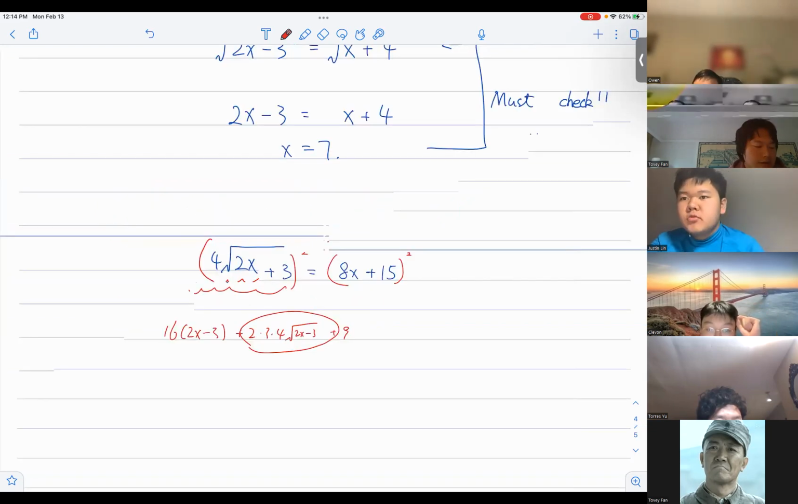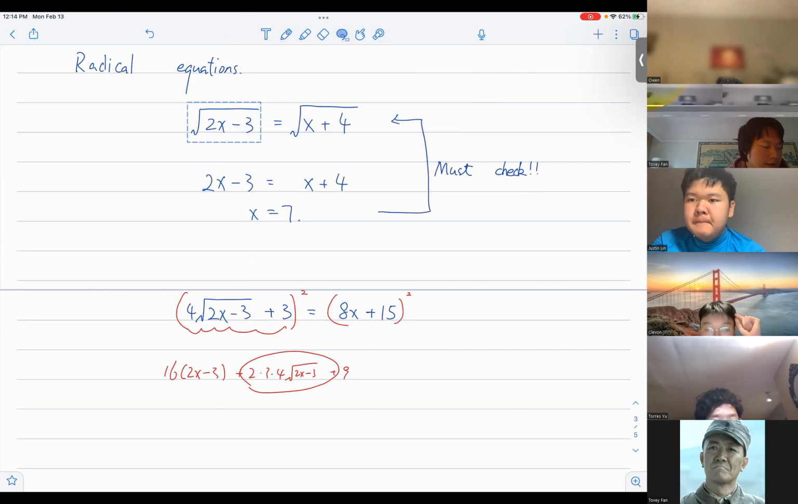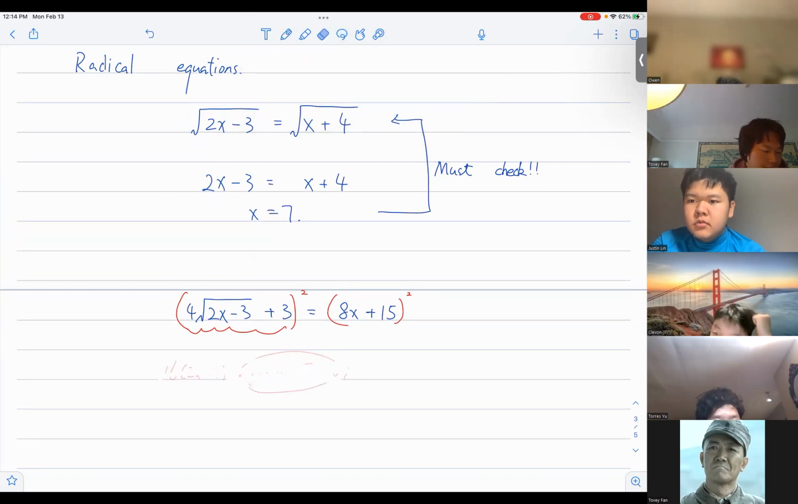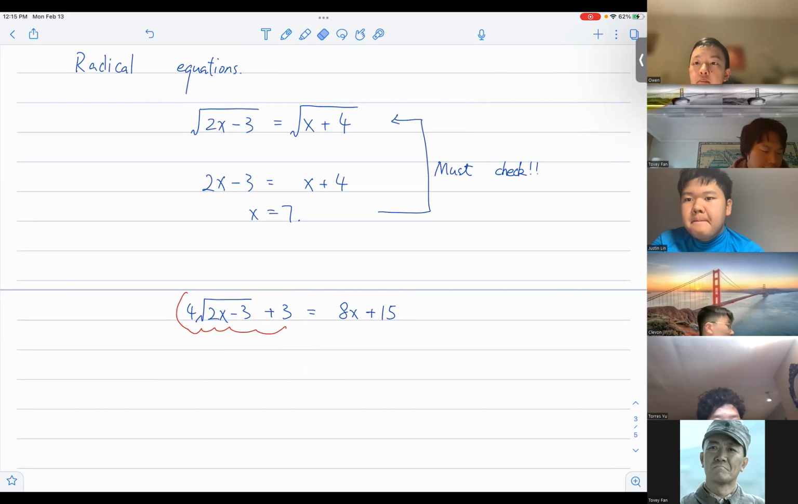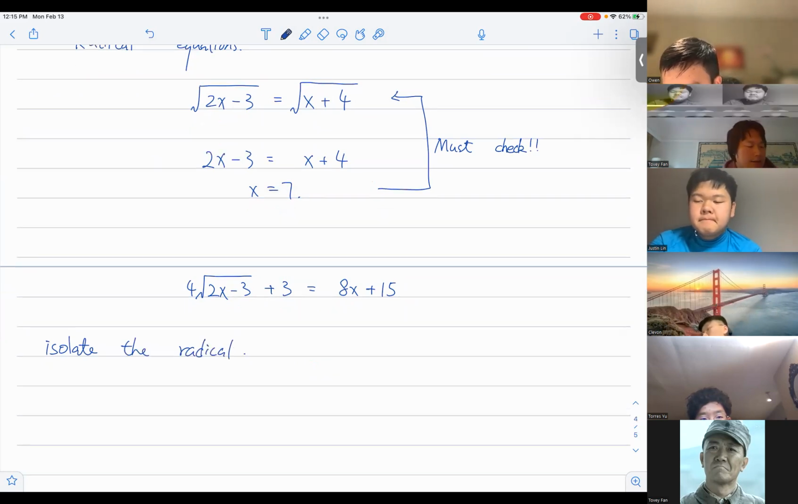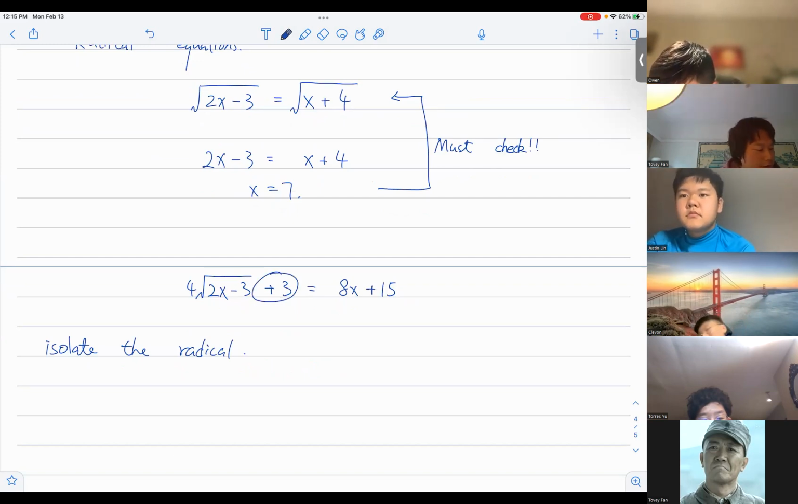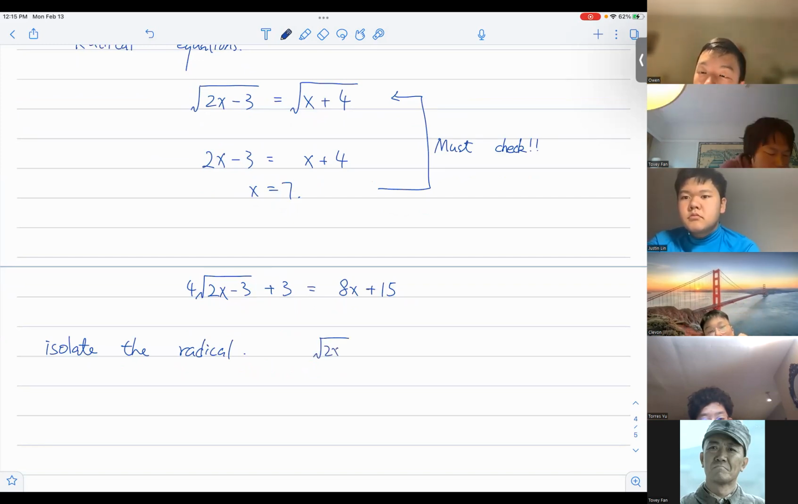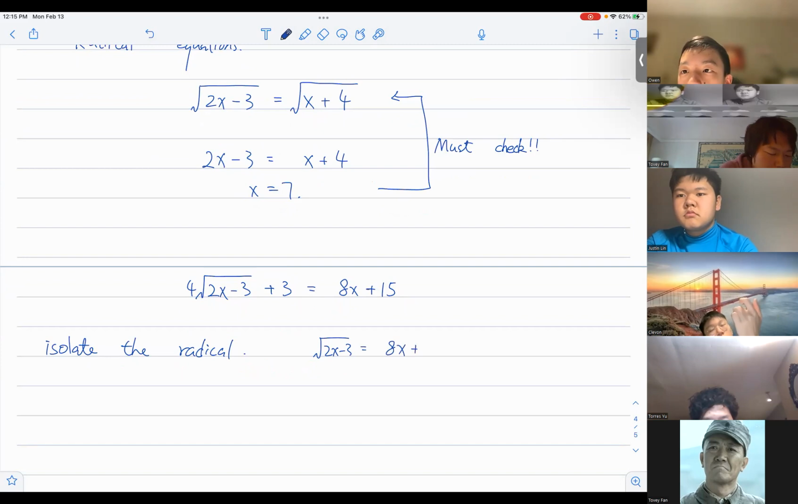So make sure you isolate the radical sign first. Does that make sense to everyone? Isolate the radical sign first. So isolate the radical. Plavon got the correct method. We first move the 3 over there and divide by 4. That means root 2x minus 3 is going to be minus 3, so 8x plus 12, right? You first minus 3, and then divide by 4.